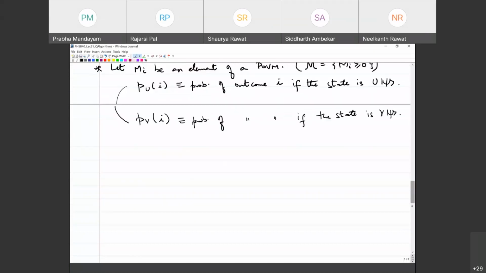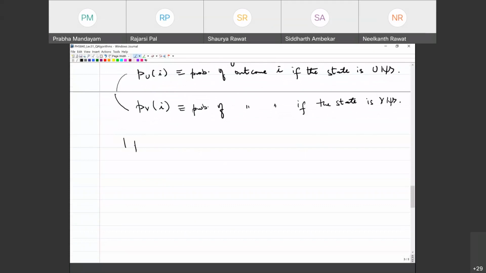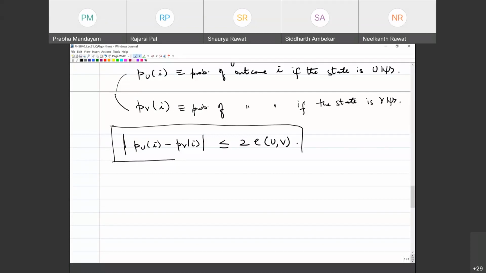So the statement is that the modulus of the difference of these probabilities, this is simply the modulus of the difference, this is just numbers, right? This is bounded by, which means it's less than or equal to twice this error function. So this is the operational statement of what it means to approximate these two unitaries, right?